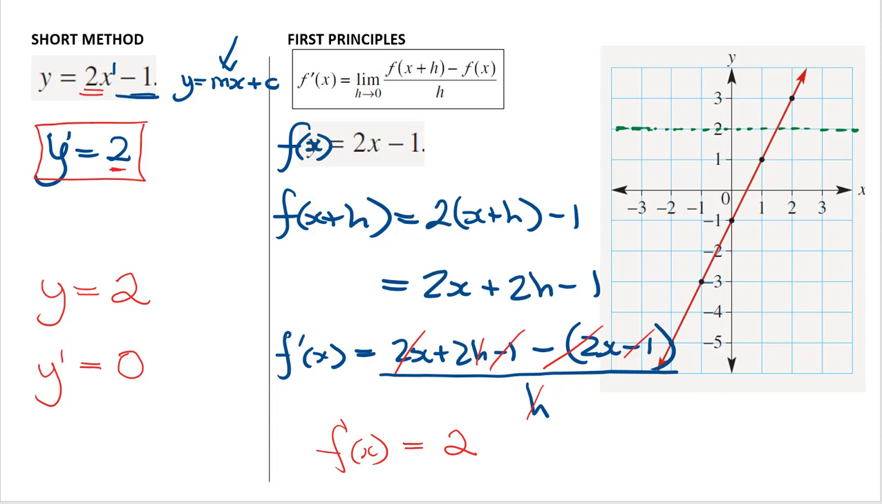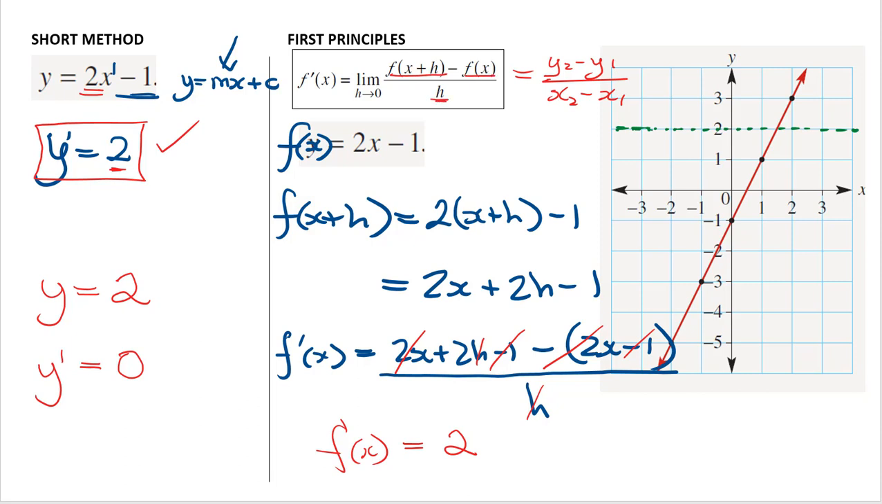Again, you might ask yourself, well, what's the point of this if we can just do it in 2 seconds like this over here? Well, you're shown this when you first learn calculus to show where it comes from, because basically this is a gradient function. This is really just an extension, if you had a look at those first notes from that first day, of the gradient equals y2 minus y1, there's y2, there's y1, all over x2 minus x1.